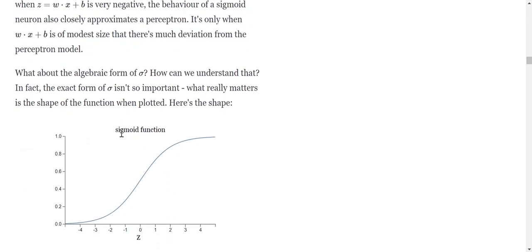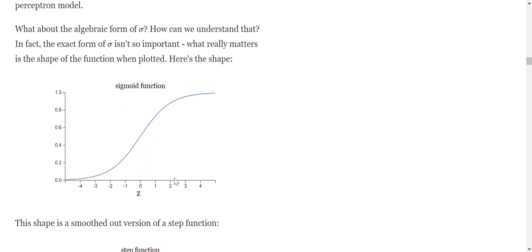So let's have a look at the plot to get a more visual intuition of why this is happening. The exact form of sigma isn't so important. What really matters is the shape of the function when plotted. I again and again make this blunder of calling this sigma instead of sigmoid. This symbol is sigma, but I should really be calling it the sigmoid.